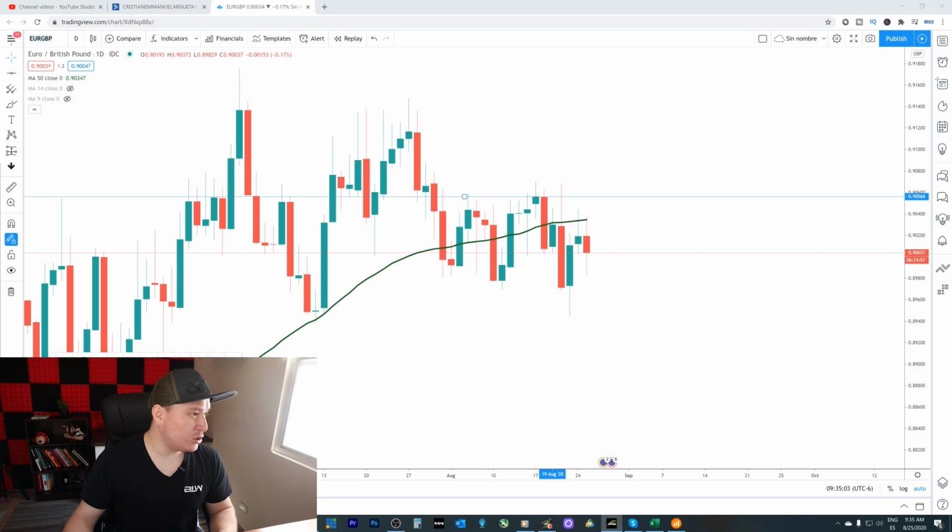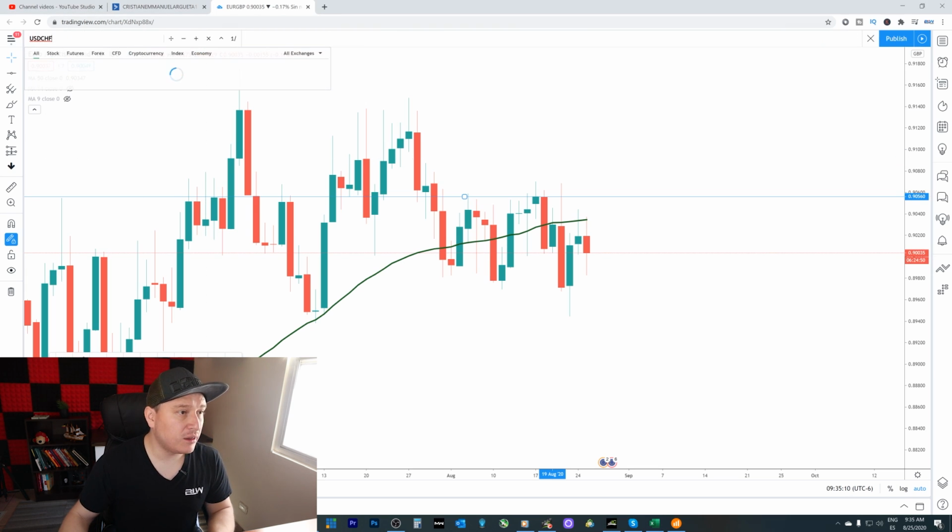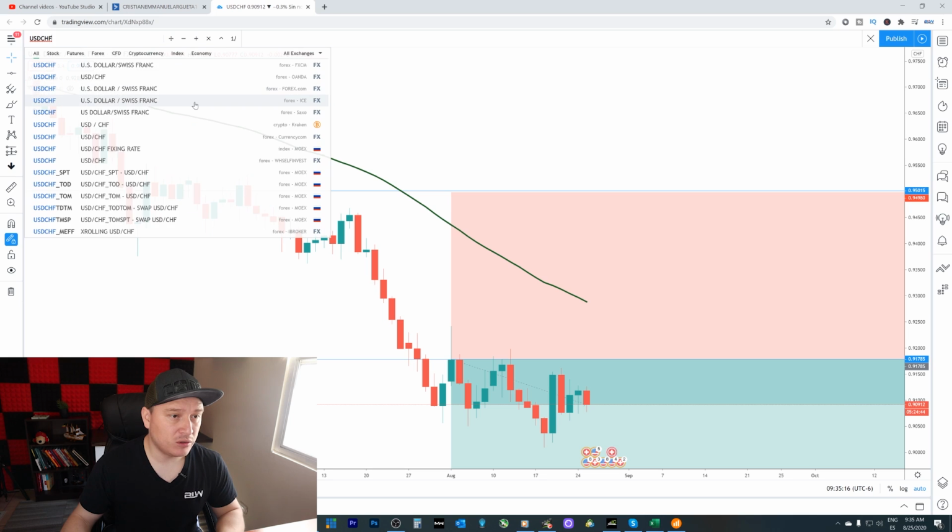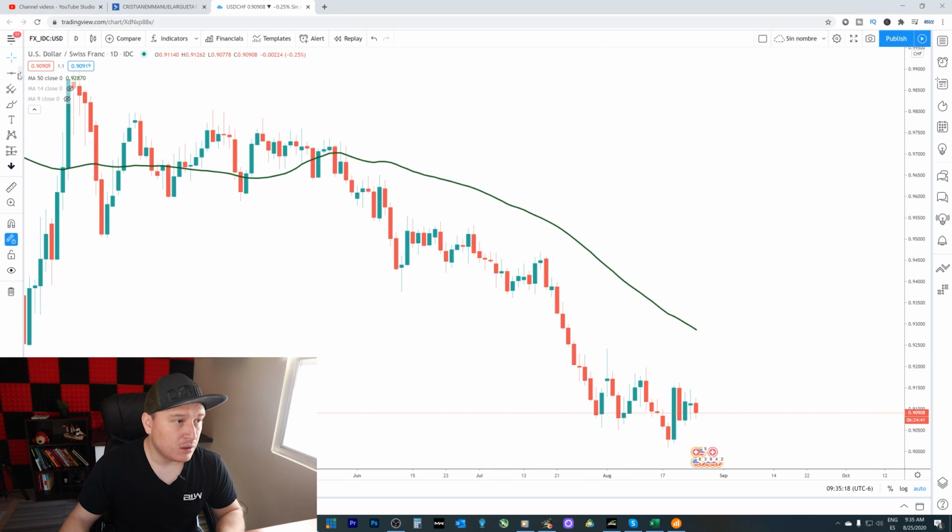What other pair can we choose? Let me see. That I remember of. Oh, USD CHF. It's clearly an uptrend for the month. There you go. But I don't want to use the same one, so I'm going to use this one. All right.